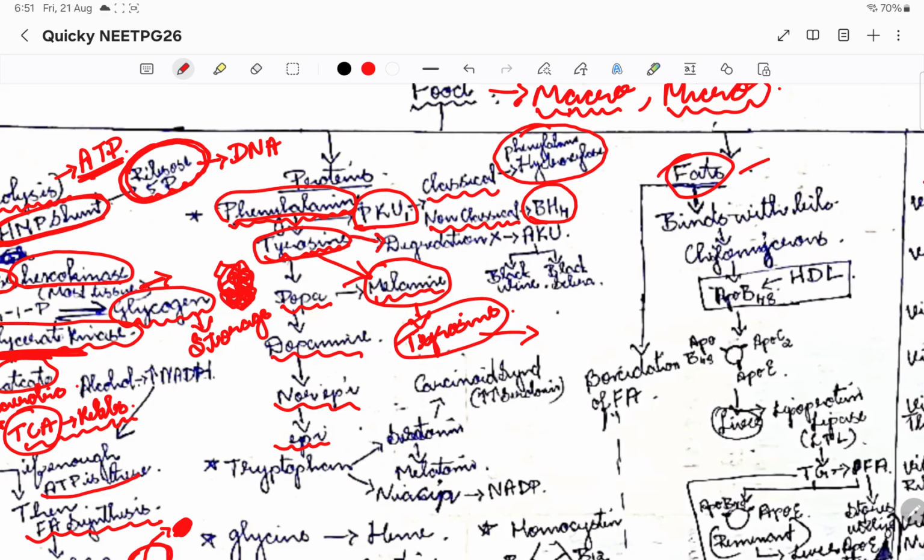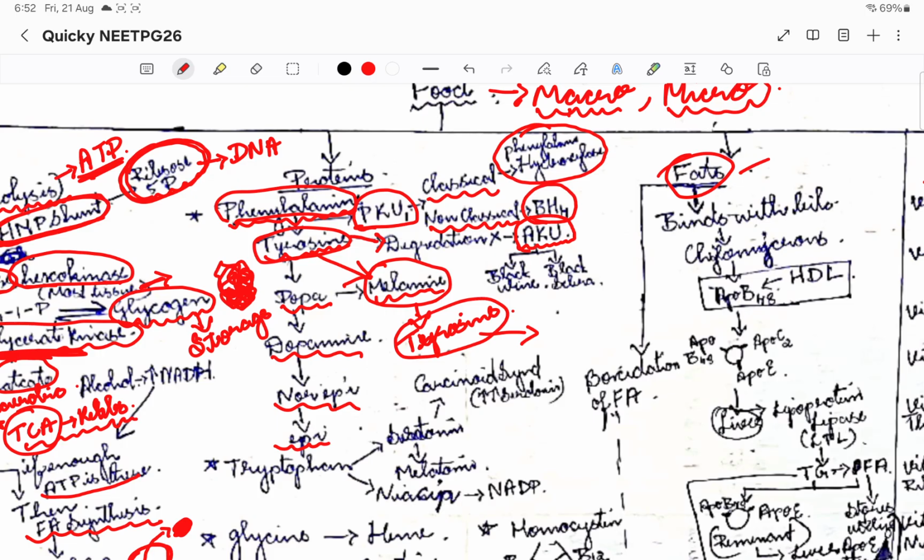Then, in tyrosine, too much tyrosine formation will be there. Most of it will go to the formation of dopamine, epinephrine and norepinephrine, but some of it has to degrade, because it is not much important. Suppose there is not enough degradation, or the degradation pathway is affected, then it will lead to something called AKU, alkaptonuria. Remember this alkaptonuria. Please do not confuse this with phenylketonuria. PKU and AKU are different.